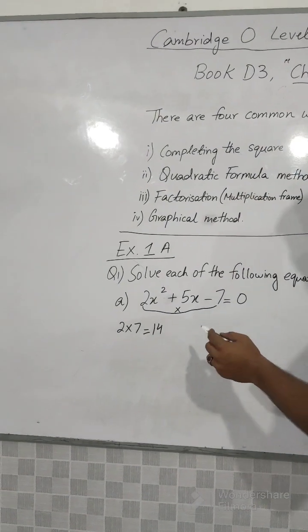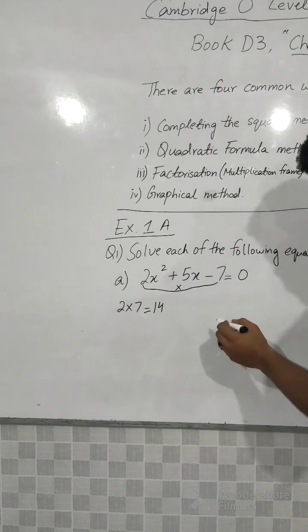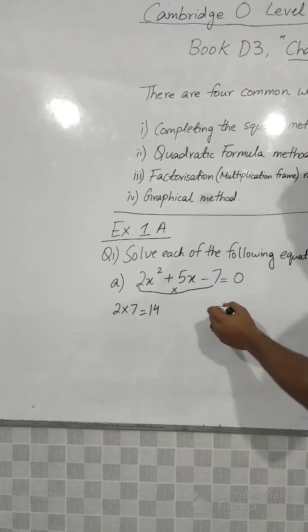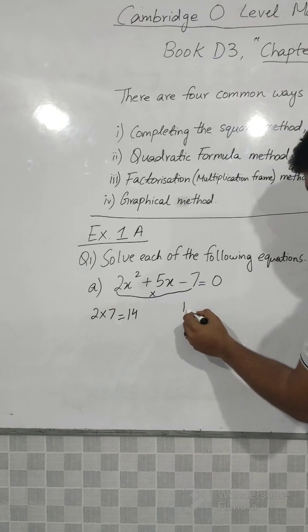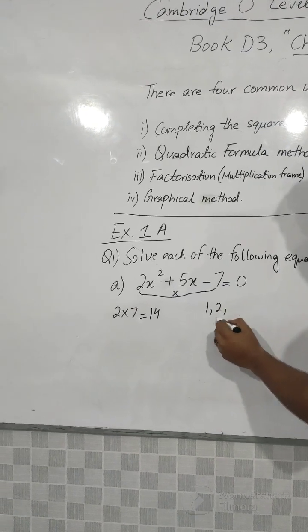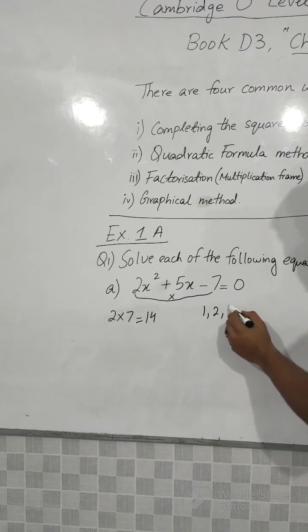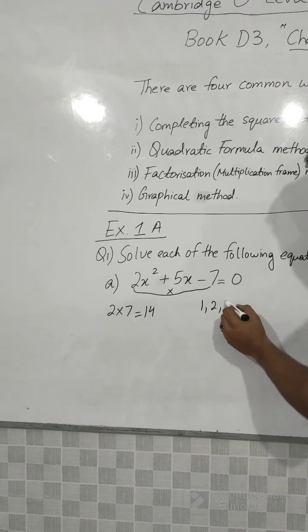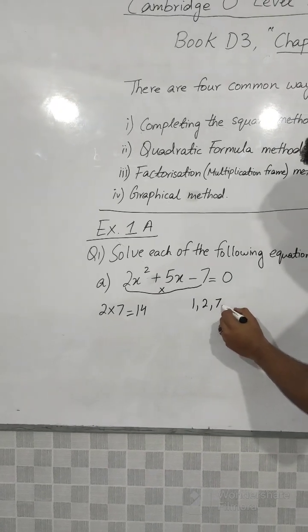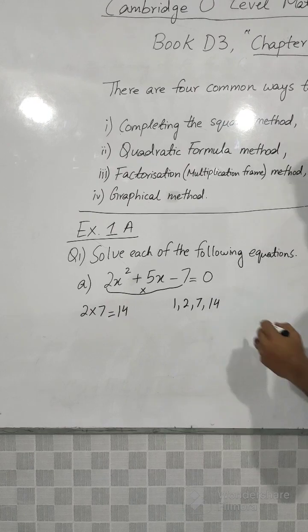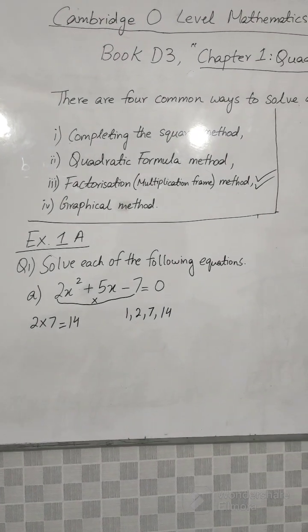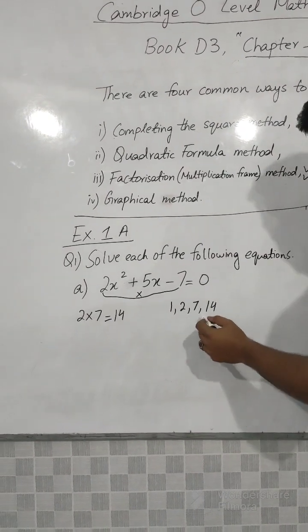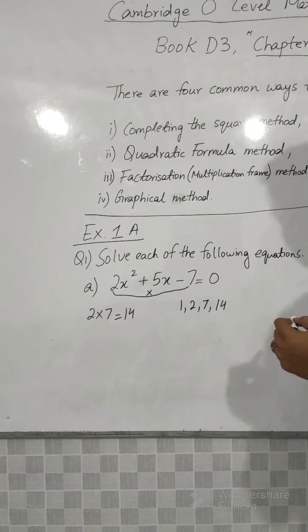So now we find out the factors of 14. Factors of 14 are 1, 2, what else? Not 4. 1, 2, 7 and 14. So 1, 2, 7 and 14 are the factors of 14.